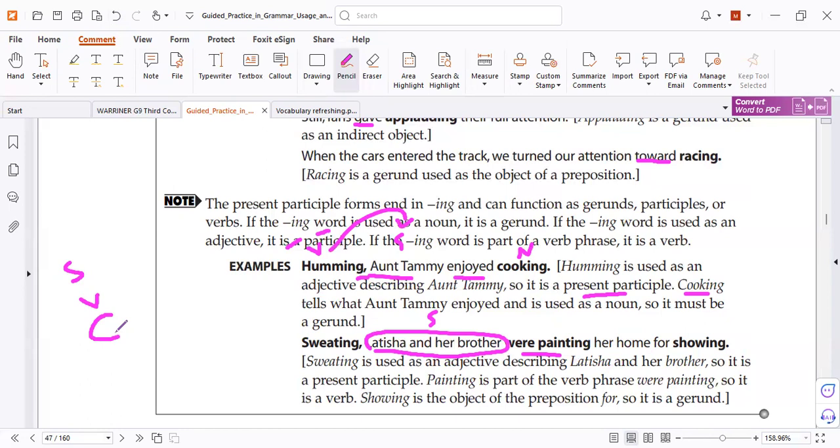Yes or no? Yes or no, my dear? You found it? Yes. That is the point.